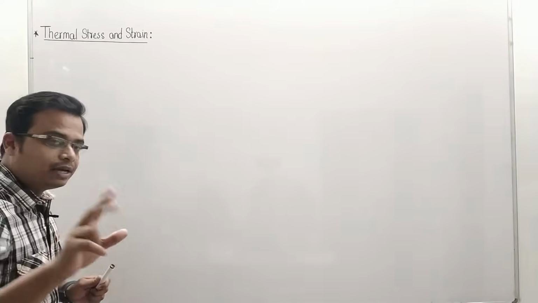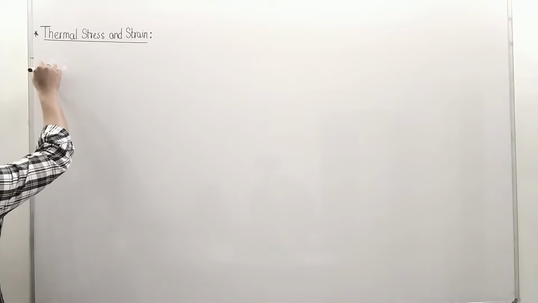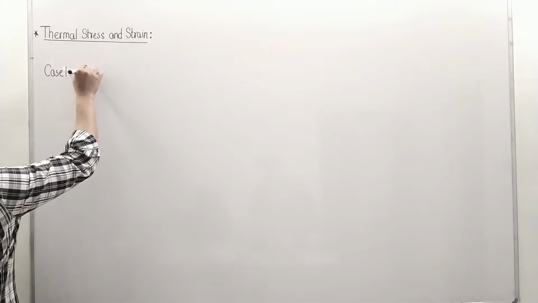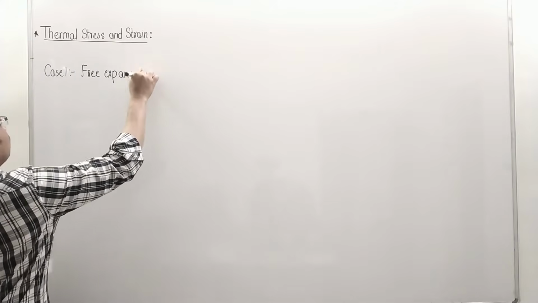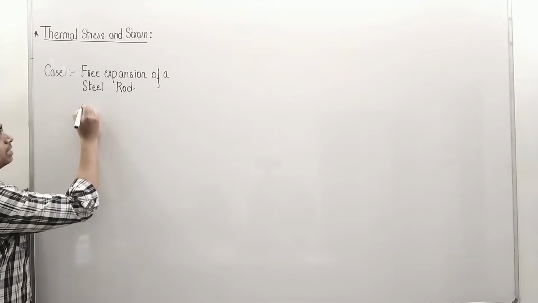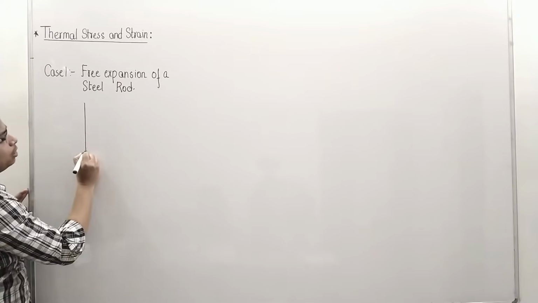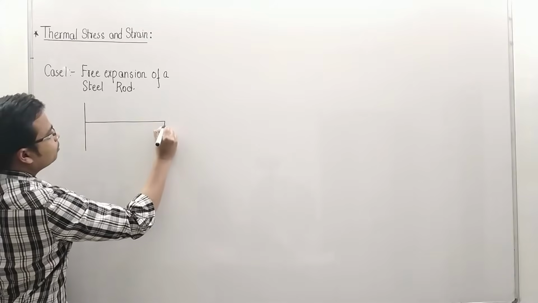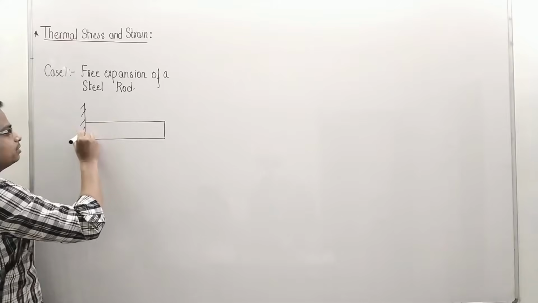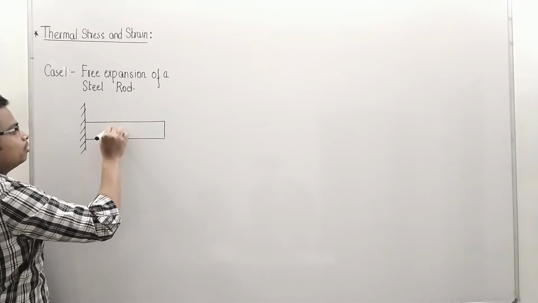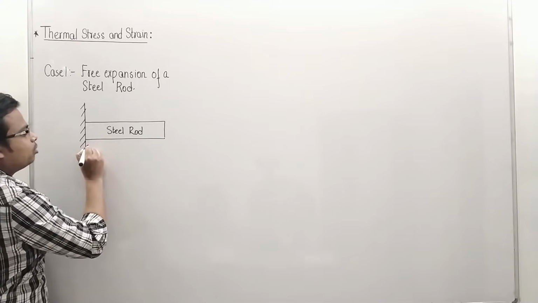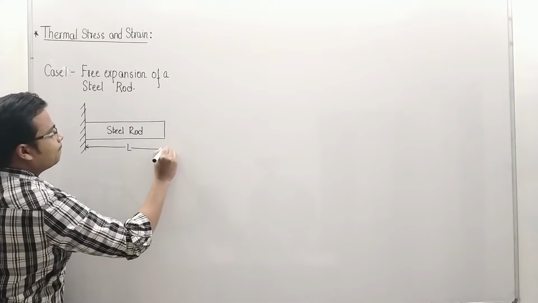So I'm going to be taking two cases. Case number one. And this case basically talks about the free expansion of a steel rod, let's say. So guys, just take a look at this example. Let's say we've got a steel rod whose one end is fixed, okay, while the other end is free. And let's say this end over here is fixed. This over here is a steel rod. And let's just say that the steel rod is having a length L.